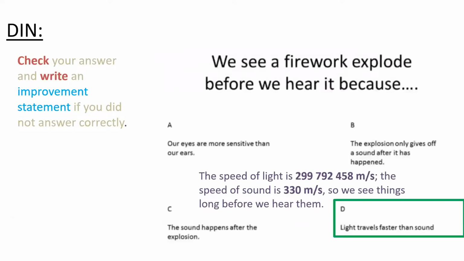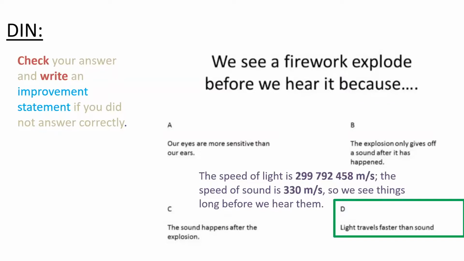Let's look at the answer. If you've got it right, well done, otherwise write down the correct answer. It's D, light travels faster than sound. The speed of light is 299,792,458 meters per second, often rounded up to 300 million. I've made another video on the speed of light too. The speed of sound, in comparison, is only 330 meters per second. So light will travel a lot faster than sound.